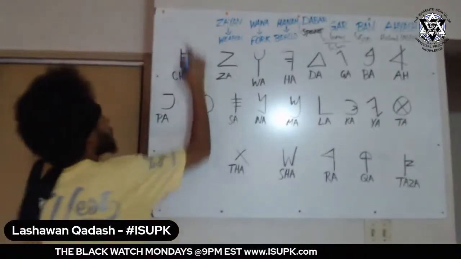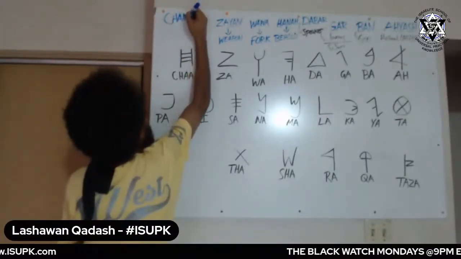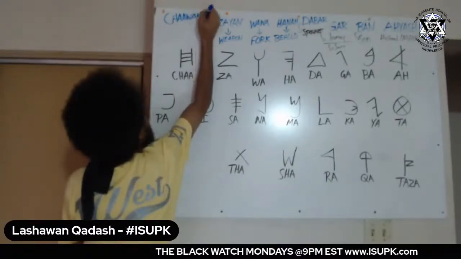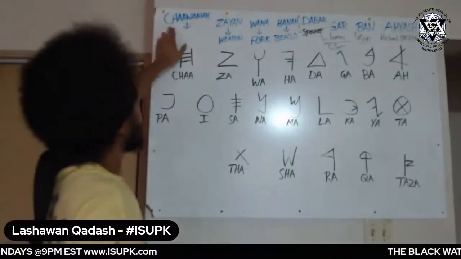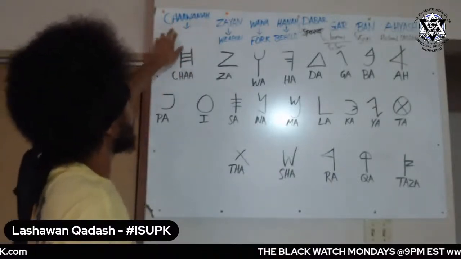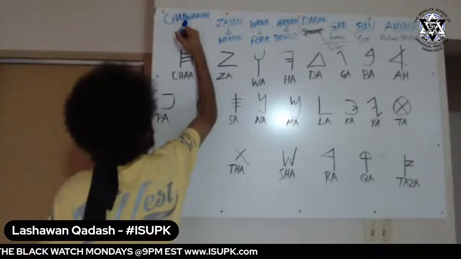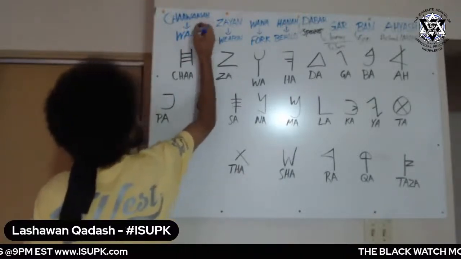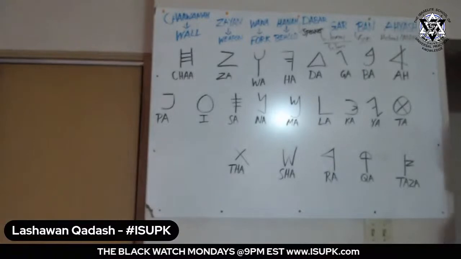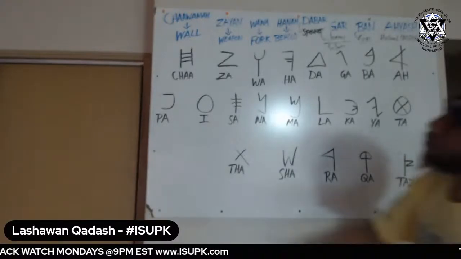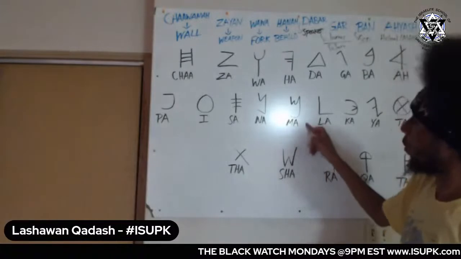All right. Now we have the kaf, right? The Hebrew word is kawama. So you got the ka, the wa, and the ma. Kawama. And this word simply means this right here. It means wall. So an actual wall. Kawama. K, and then wa, and then the ma with an H at the end. Kawama.